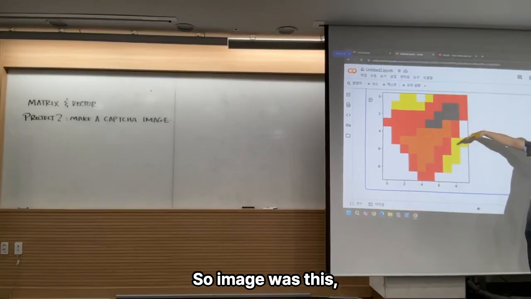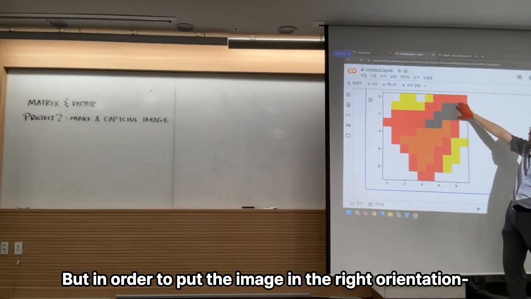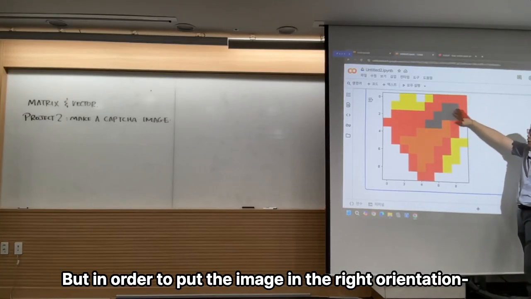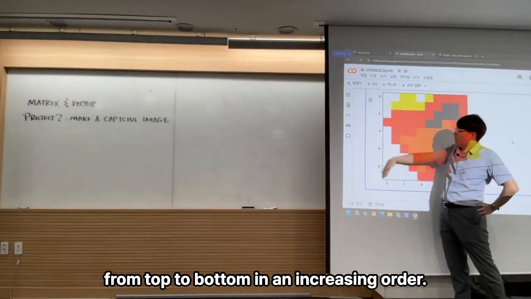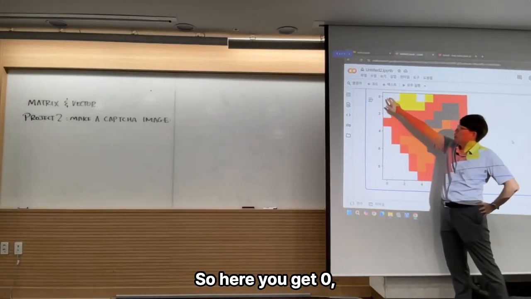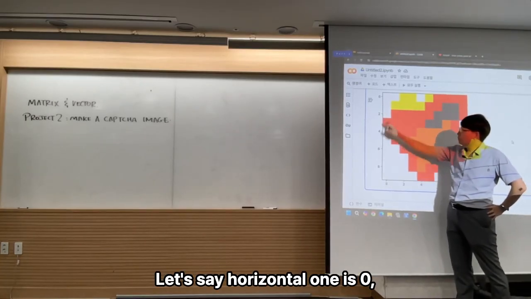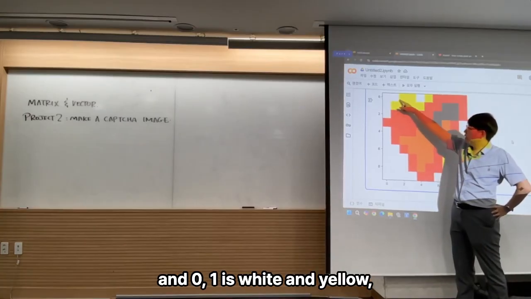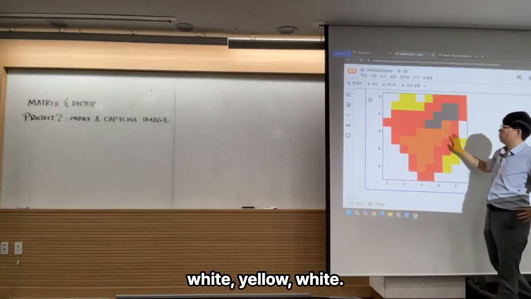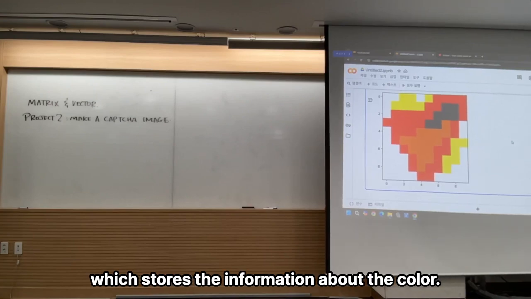So this image is the right orientation. But in order to put the image in the right orientation, you have to use the index from top to bottom in an increasing order. So here you get 0, 0. Let's say horizontal one is 0, 0. Index is 0, 0. It's white. And 0, 1 is white, and yellow, white, yellow, white. So this is somehow kind of an image of a matrix which stores the information about the color.